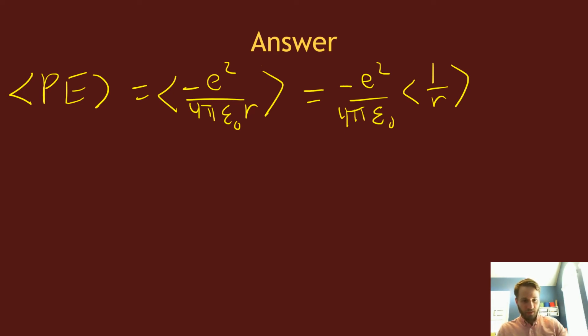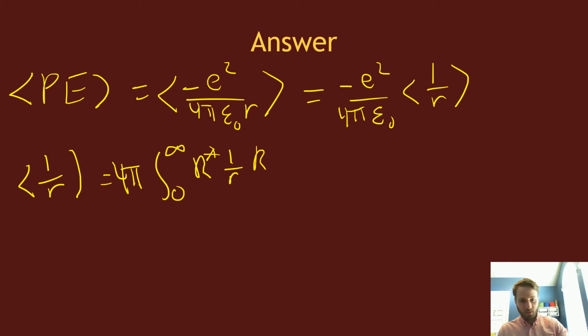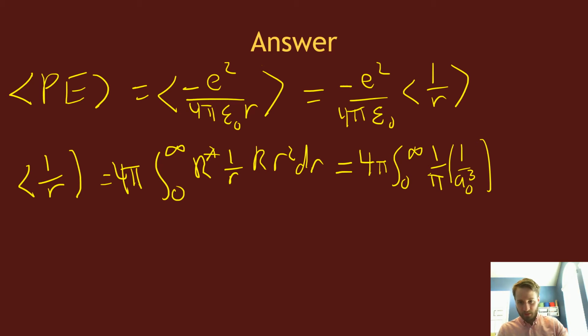So to solve that, we have to solve the integral. The average value of 1 over r is equal to 4 pi times the integral from 0 to infinity of the radial wave function, star, 1 over r, squared dr. This simplifies down to 4 pi, integral from 0 to infinity, plugging in the radial wave function, which you can look up in the previous slides, is 1 over pi times 1 over a naught cubed, and then r squared divided by r, just because it's a factor of r, and then e to the minus 2r over a naught dr.